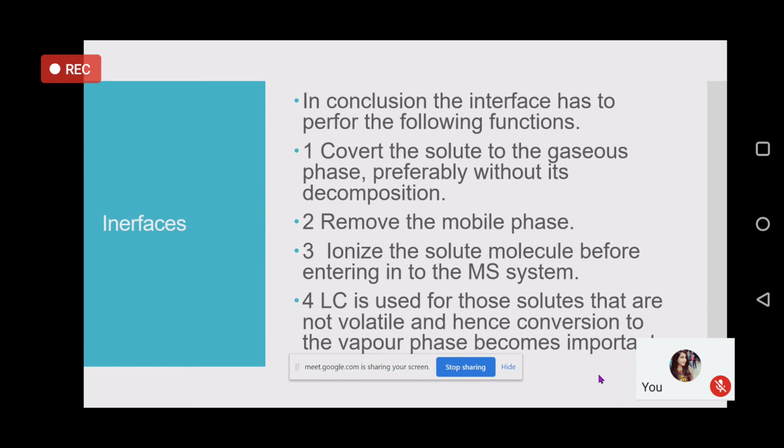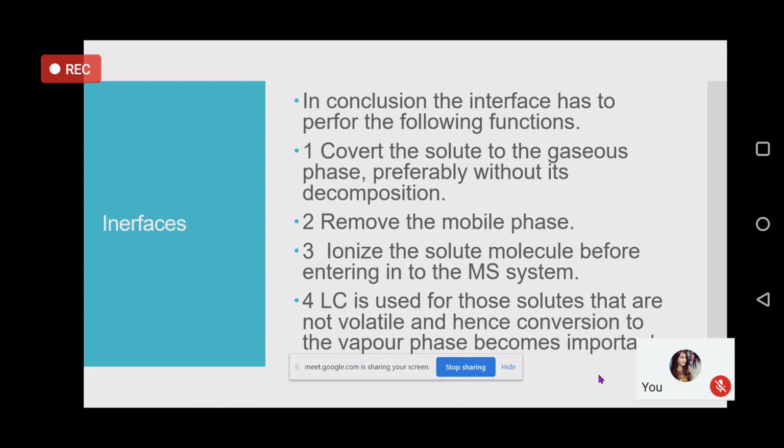But in that case, that problem doesn't arise with LC, because LC works on the basis of solubility. So as long as the volatile and non-volatile components are soluble in the stationary and the mobile phase, the separation will be brought about. The conversion to the vapor phase is what you are interested in.